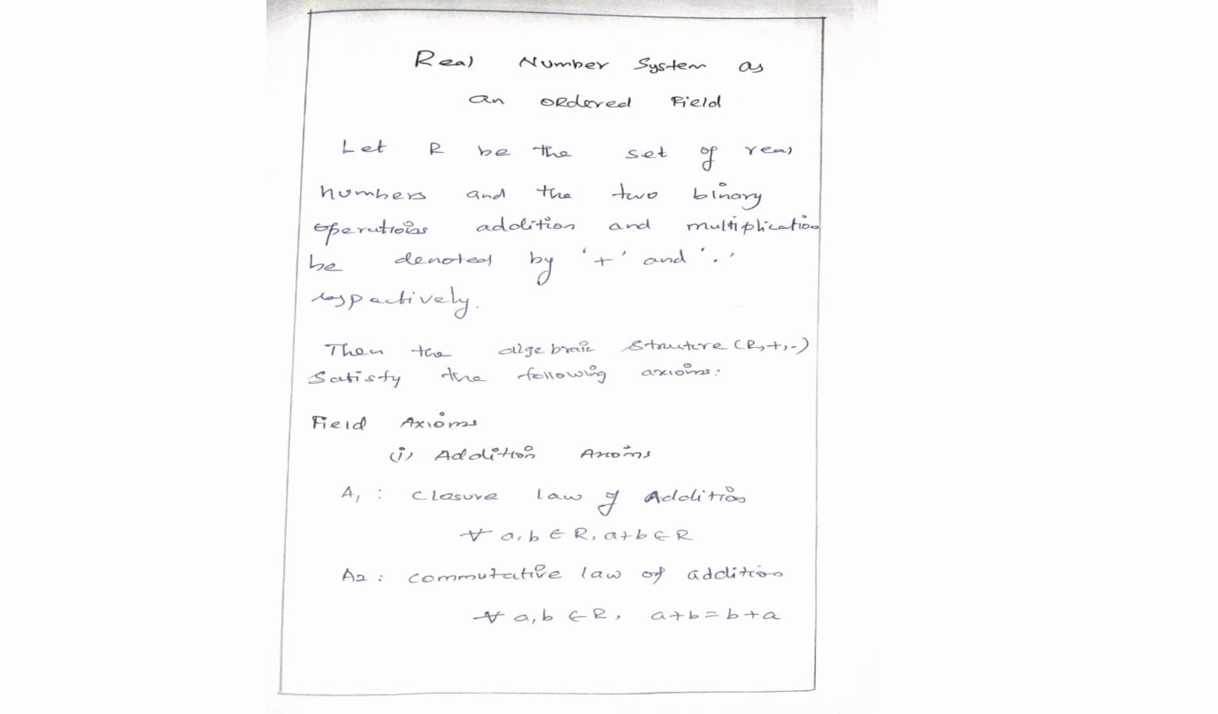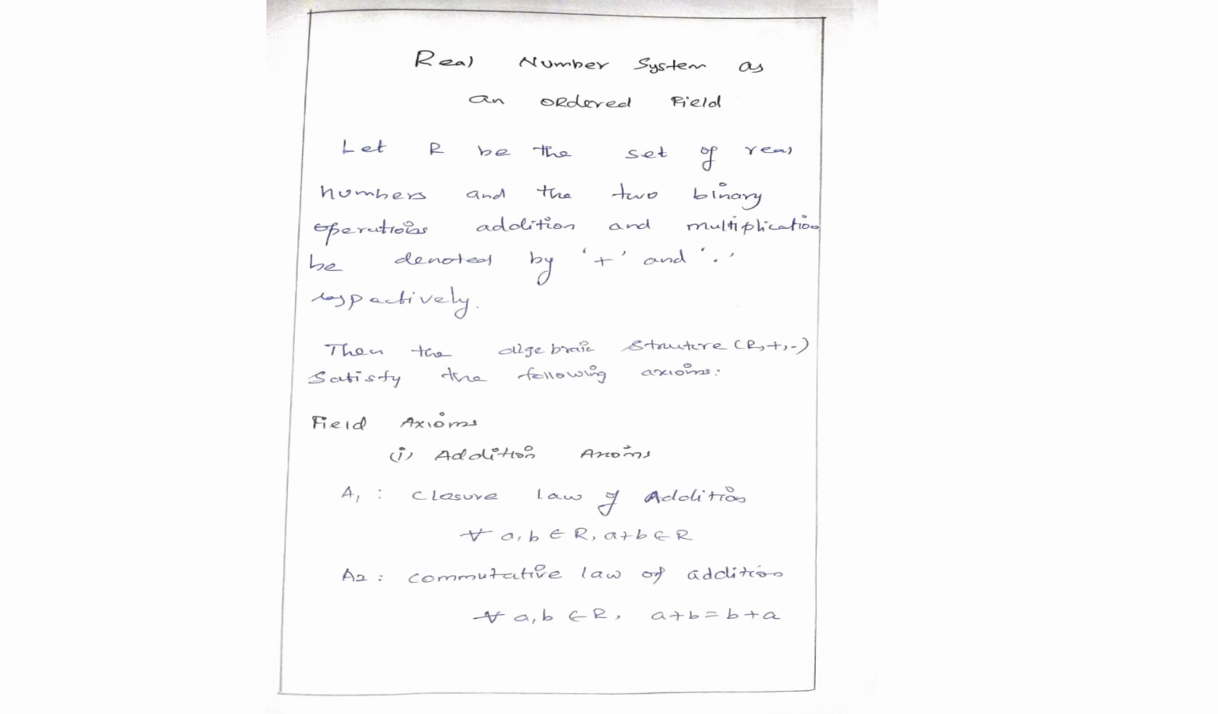First we see the field axioms. The first one is the addition axioms. There are five axioms: closure law of addition, commutative law of addition, associative law of addition, existence of additive identity, and existence of additive inverse. So addition should satisfy all five conditions. It should follow for multiplication also.